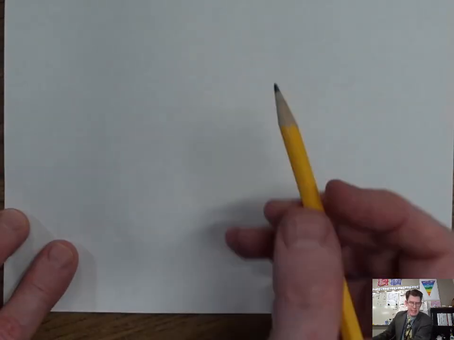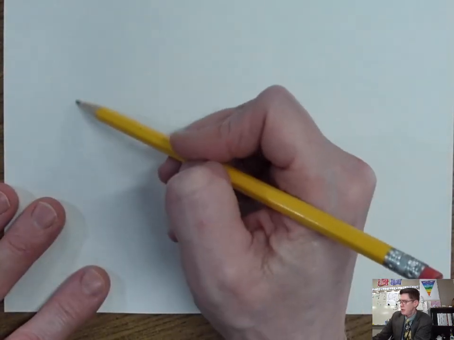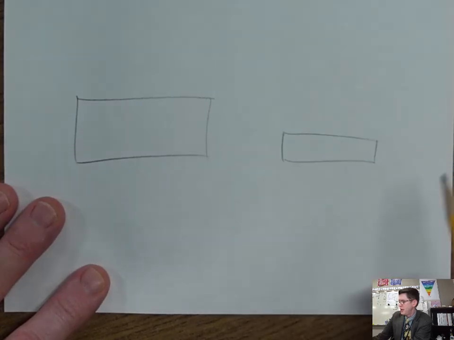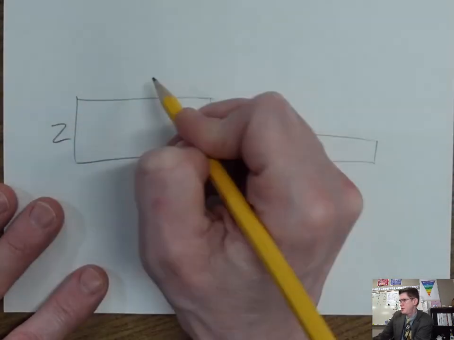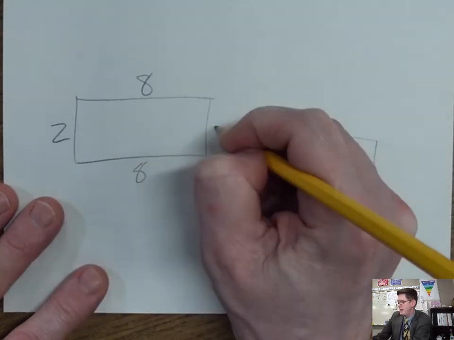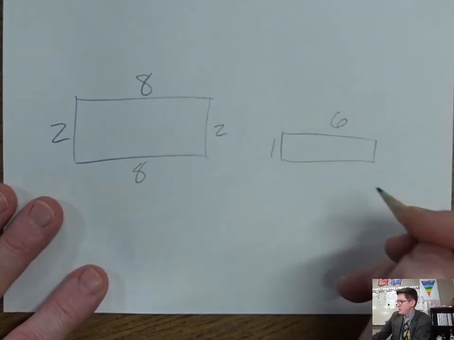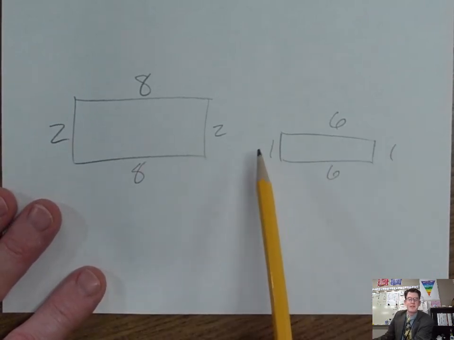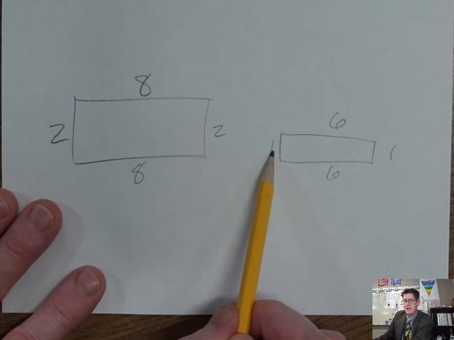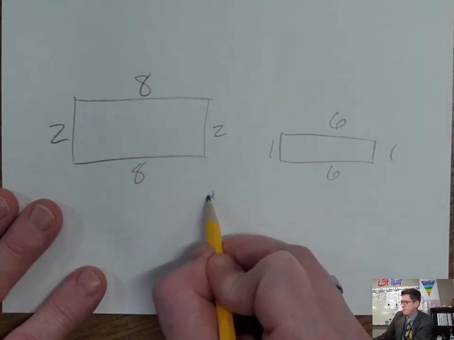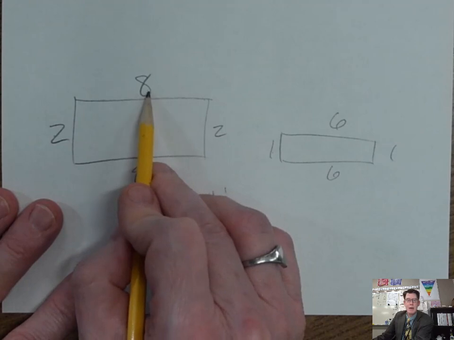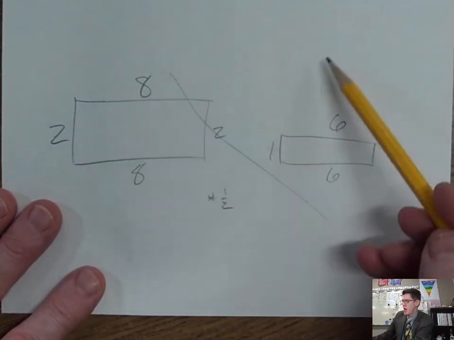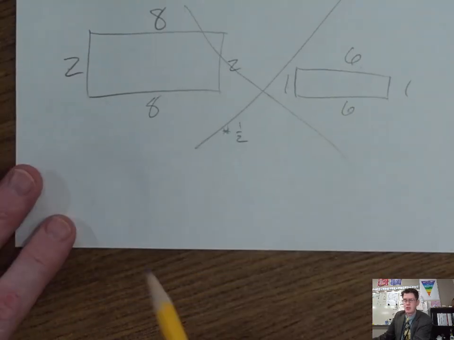Well, and lastly, are they similar? Let's say I've got one rectangle and another rectangle, and the question is, are they similar? If this one is 2 and this one is 8, 8 and 2, this one is 1 and this one is 6, 6 and 1. Are these similar? Well, you can tell if they're similar if they have the same scale factor. To go from here to here, I cut it in half. I multiplied by 1/2. So when I multiply 8 by 1/2, do I get 6? I don't. So those are not similar shapes.